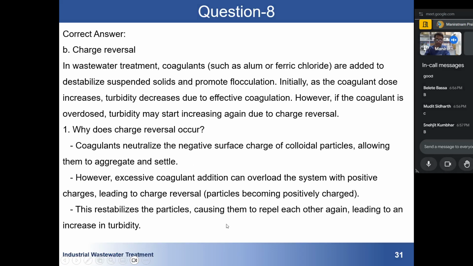Re-stabilized particles repel each other again, leading to an increase in turbidity. Due to re-stabilization, the two particles start to repel each other, collisions decrease, leading to the increase in turbidity.